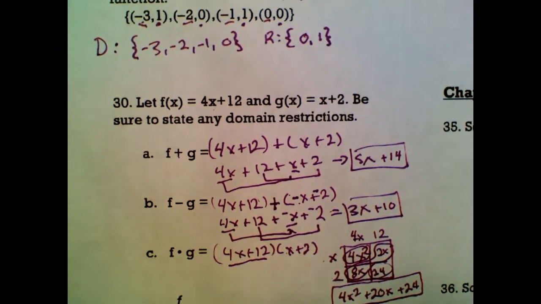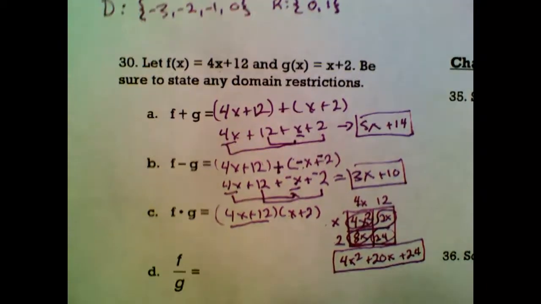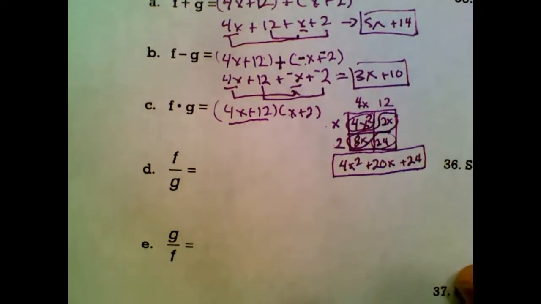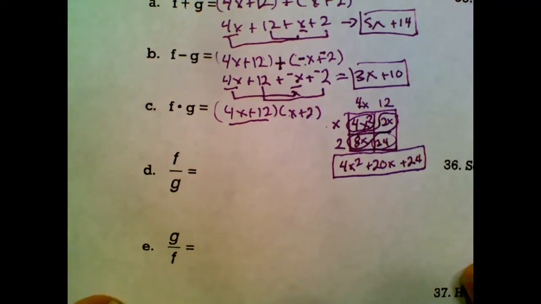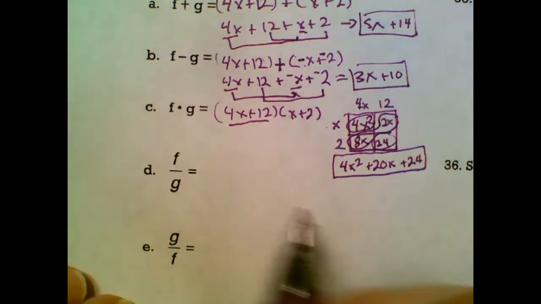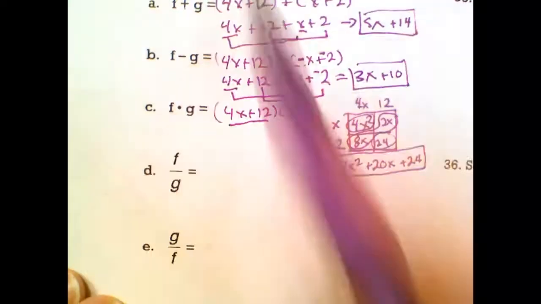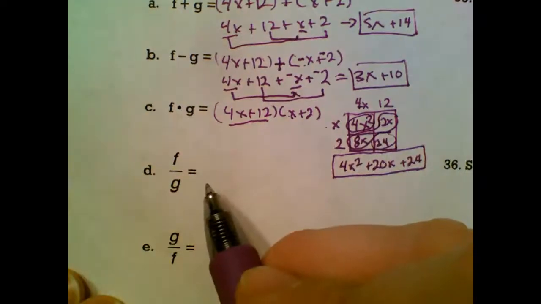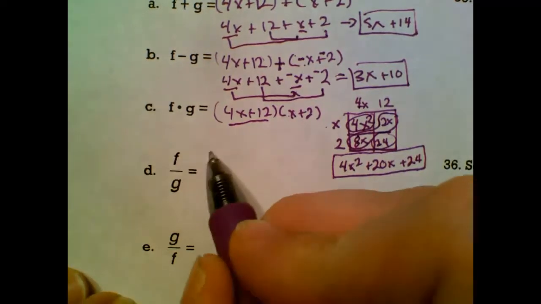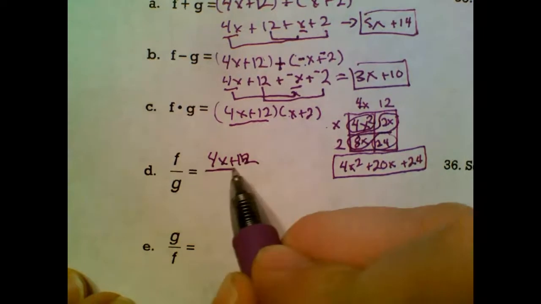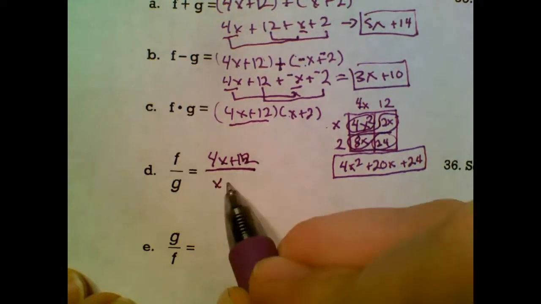Okay, so the next step is number D. Going to move on to D here. And then E. Here we've got fractions. Actually, fractions aren't terrible. They can work out pretty easily for us. But let's see if we can simplify this. We've got f over g. So really what we just do is take this f, 4x plus 12, and put that on top. And then the g, which was x plus 2, we put that on the bottom, x plus 2.